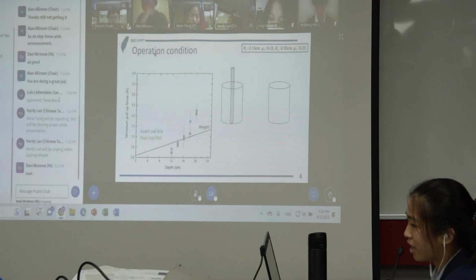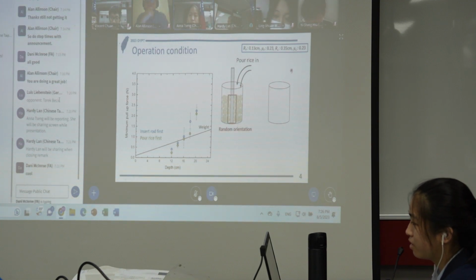For the orientation condition of operation, we divide it into two parts. The first one is we insert the rod first and then pour the rice in. And we found that the rice around the rod has random orientation. But if we pour the rice in first and then insert the rod, the rice around the rod would be partially ordered in orientation. And this break line is the weight of the whole system.